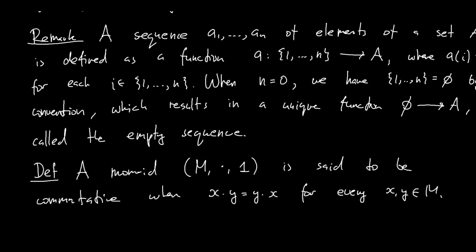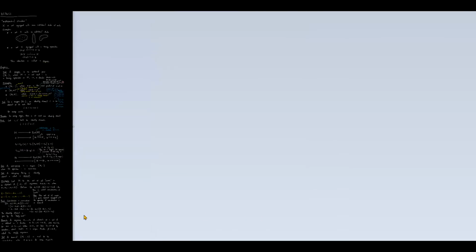And I think it should be fairly obvious that the monoid of words is not going to be commutative, because if you rearrange letters in your word, you will get a different word, right?